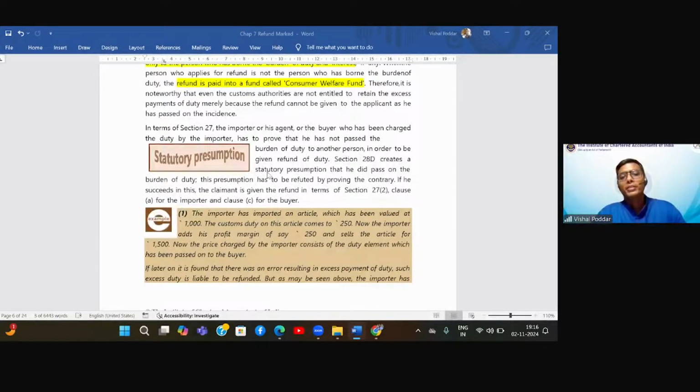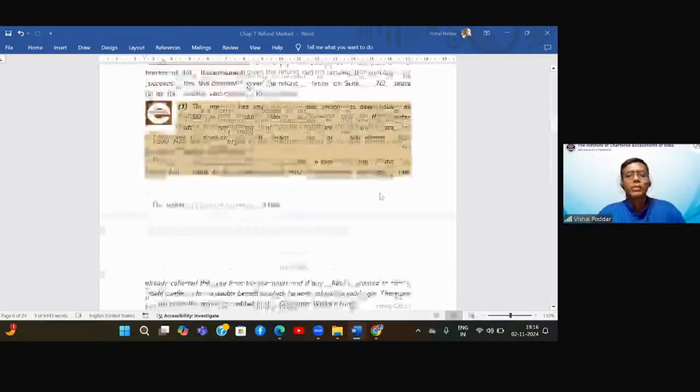Since 28D creates a statutory presumption that he did not pass on the burden of duty, this presumption has to be refuted by providing the contrary. So all this we have discussed. I'm just reading out from whatever is given in the module. If he succeeds in this, the claimant is given the refund in terms of 27(2), etc.